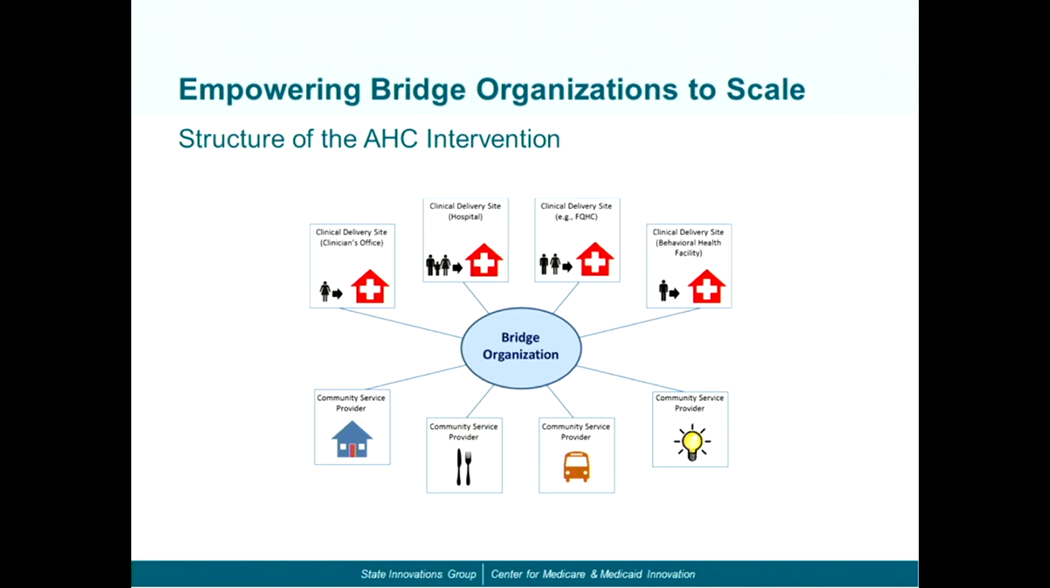The core goal of the model is to fund bridge organizations to do a number of different things, one of which, as you can see on this slide, is to connect with social service providers. I think this is the core of the model for a lot of bridge organizations in terms of getting those social service providers plugged in, making sure that there's sufficient capacity of social service providers, and then helping connect beneficiaries to the relevant social service provider given their needs.